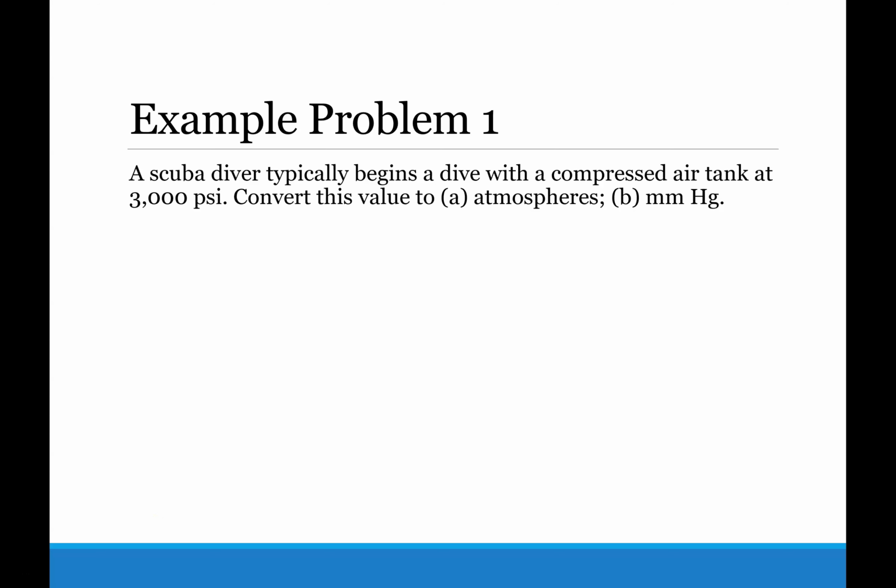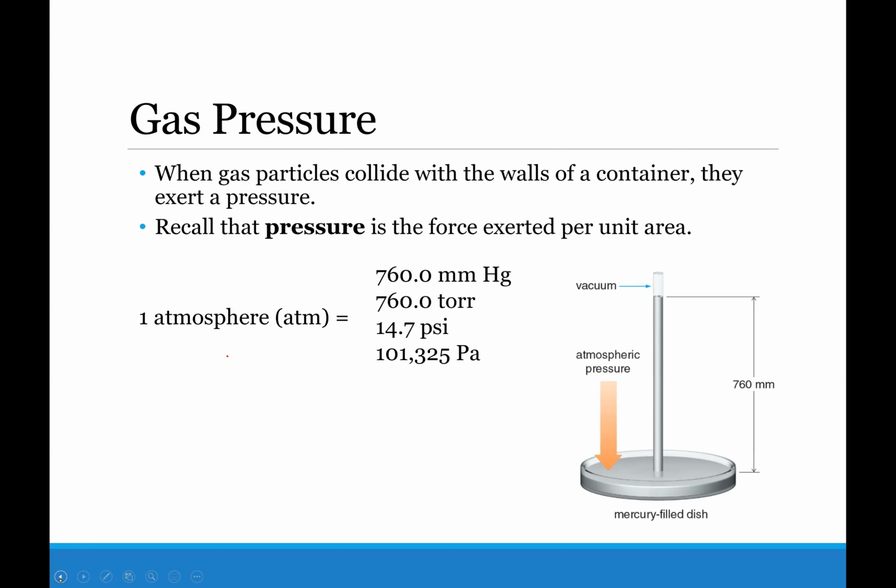Example problem 1 reads, a scuba diver typically begins a dive with a compressed air tank at 3,000 psi. Convert this value to A, atmospheres, and B, millimeters of mercury. So your conversion factors for this are going to be on the previous slide.